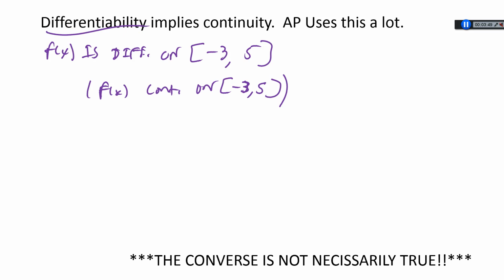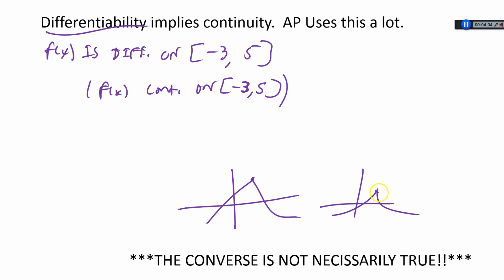But it makes sense that if they tell you it's differentiable, they already checked to see if it's continuous. But the converse isn't true, right? We have lots of functions that are continuous that are not differentiable. If you have a corner or a cusp, those are functions that are continuous. You can draw them without lifting your pen, but they are not differentiable. So be careful with that.